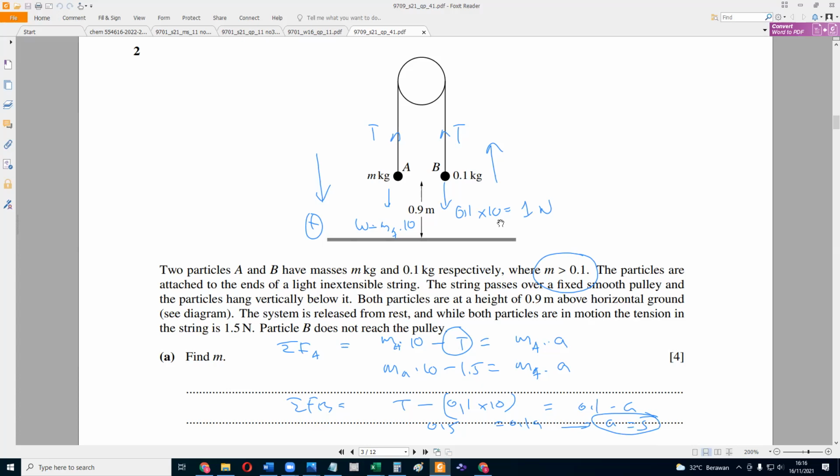We can use this value here and calculate what is MA. MA times 10 minus 1.5 is 5 MA. So 5 MA is 1.5, and MA is 0.3.